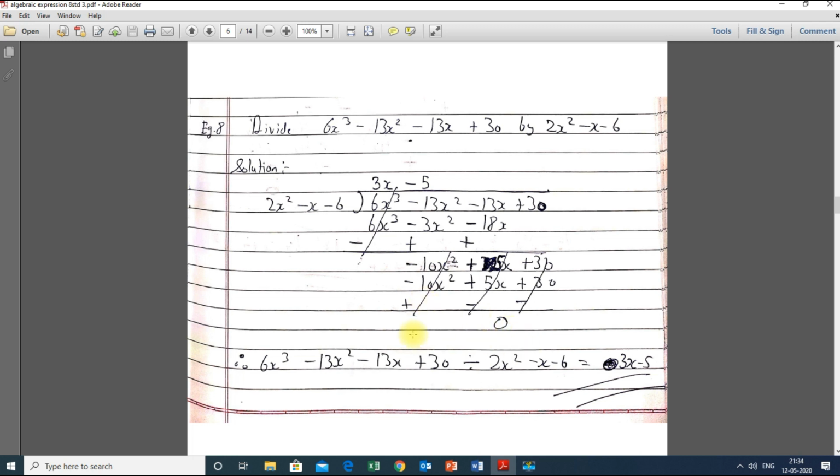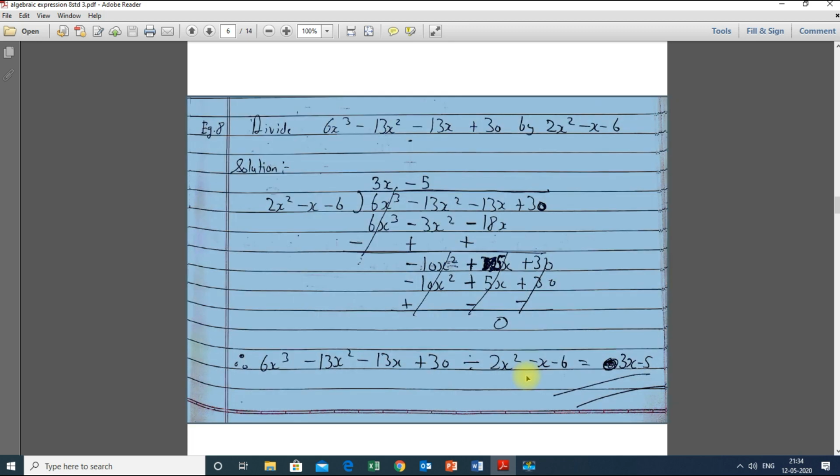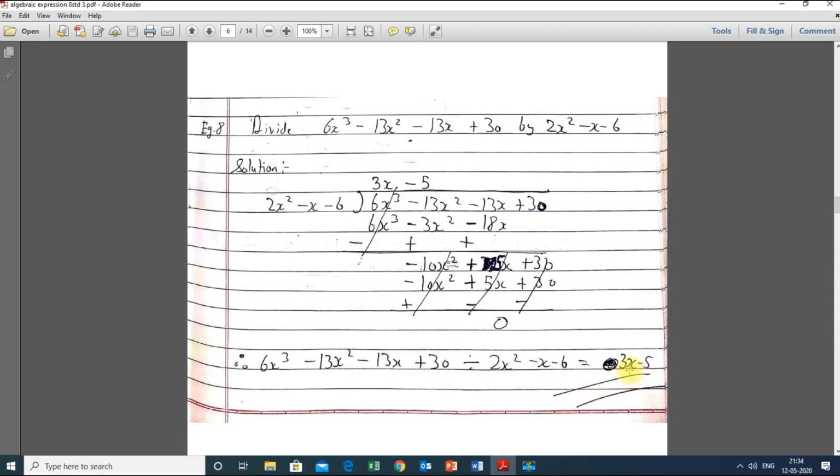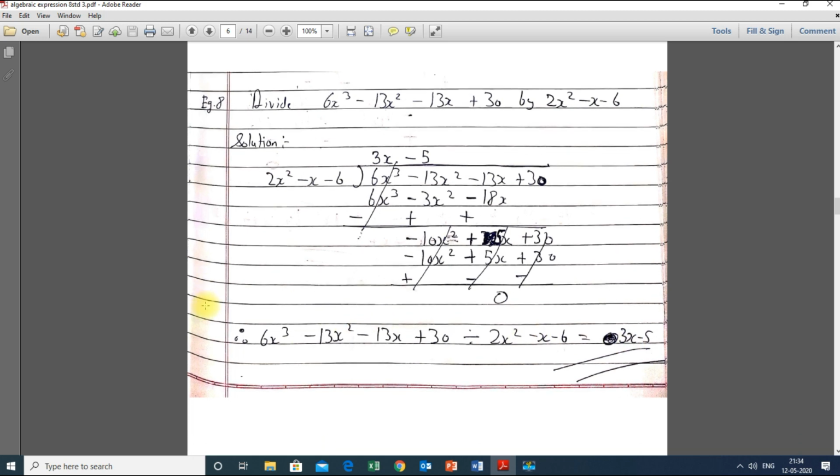The final answer is, when we divide this particular algebraic expression with this particular algebraic expression that they've given to us, then my final answer will be 3x minus 5. Hope you understood this sum. It's very easy to solve this type of sum. Just have to keep on practicing again and again.